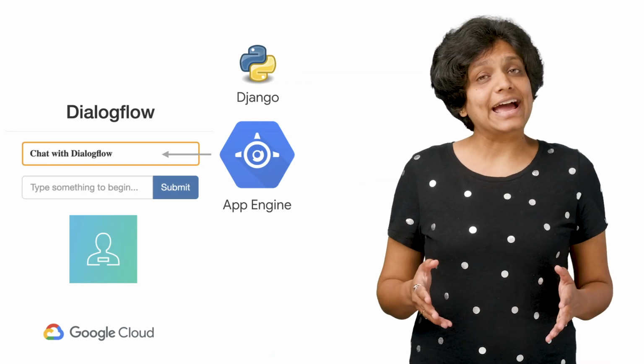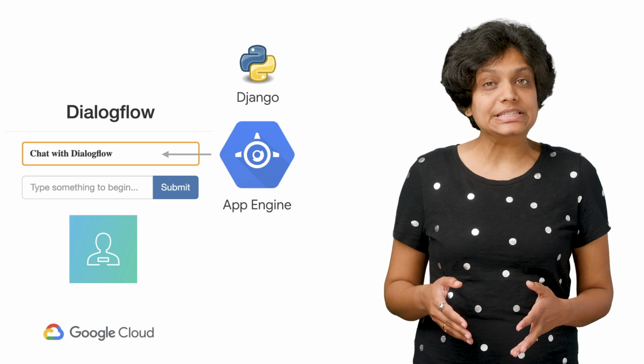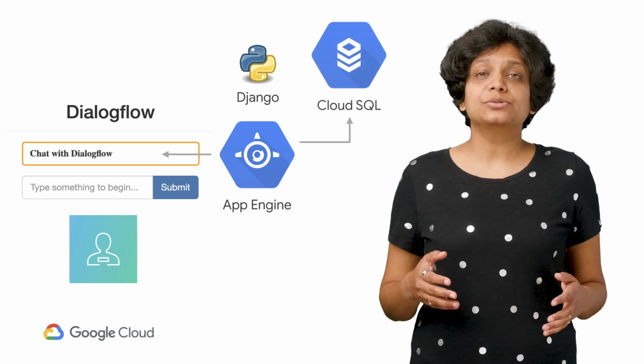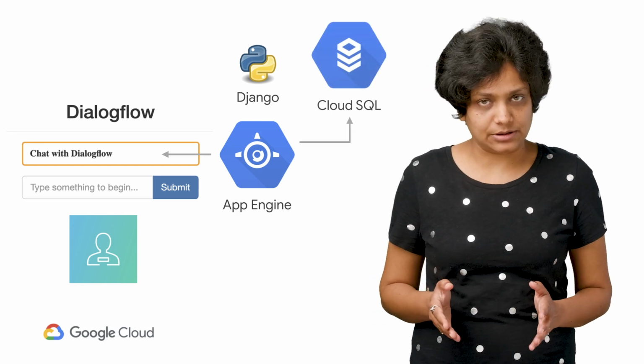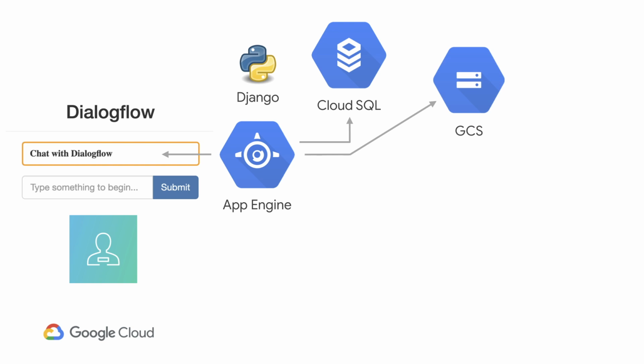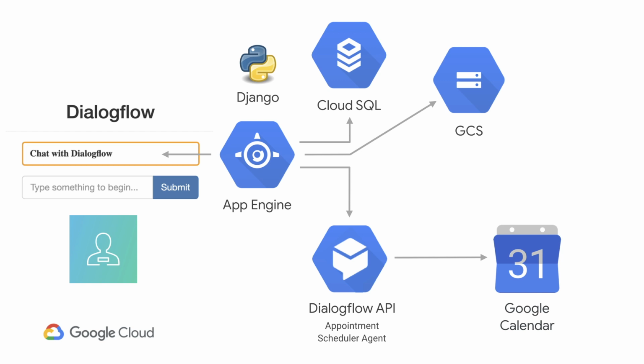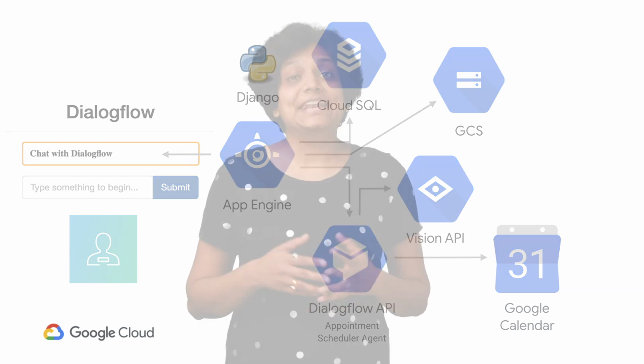Now, from an architectural standpoint, here's how this is working. The chat app will be served on App Engine. The app is built in Python using Django, which is a Python-based free and open source web framework. App Engine will interact with Cloud SQL for any database requests. When users upload the files, we will save them to Google Cloud Storage. And the app will interact with our Dialogflow agent via the Dialogflow API. The example uses the appointment scheduler that we created in the third episode and enhanced in the eighth episode to integrate with Google Calendar. Today, we are enhancing it further by adding an integration with Vision API.